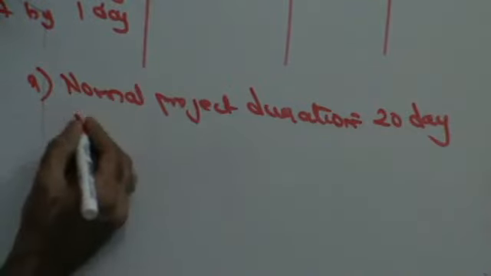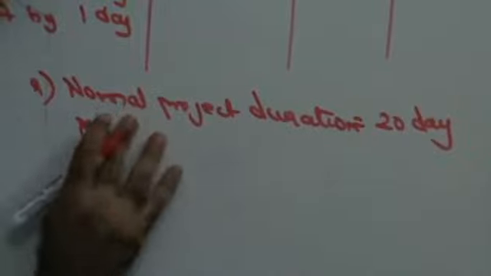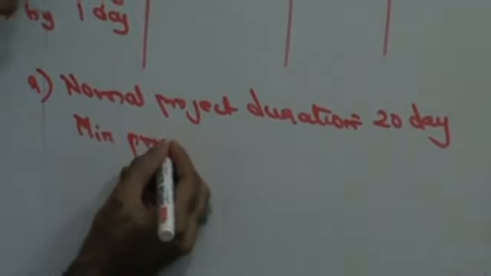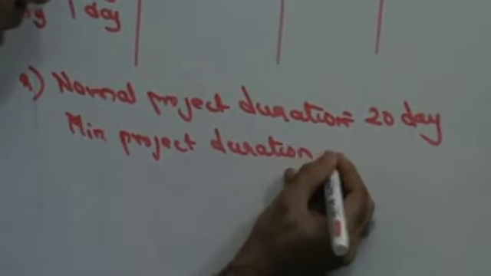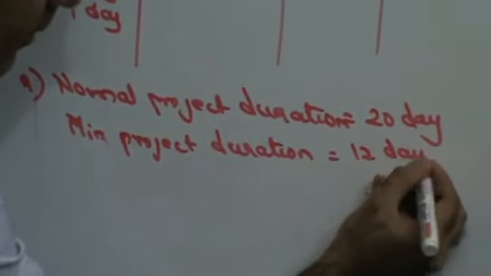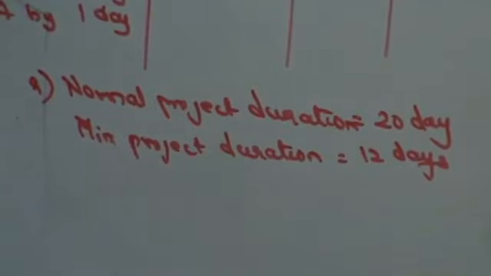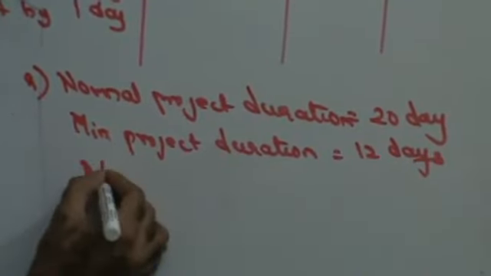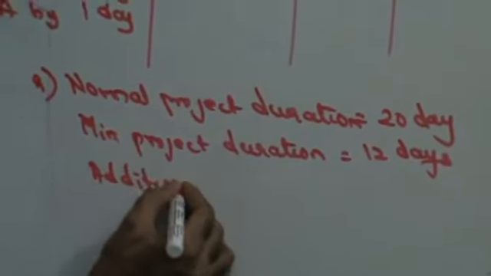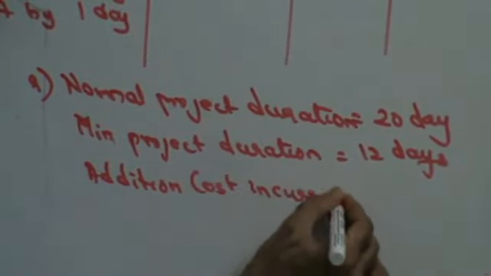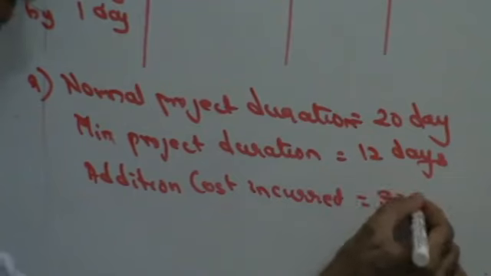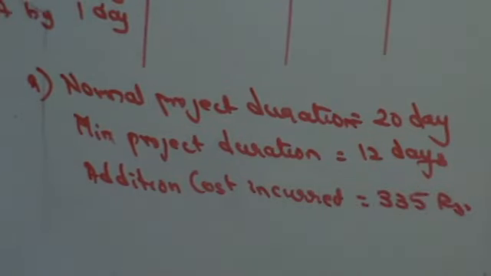Minimum project duration is 12 days, right? And additional cost incurred is 335 rupees, right? Okay, that finishes that sum.